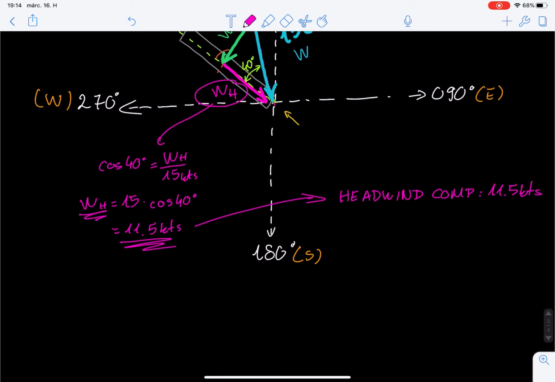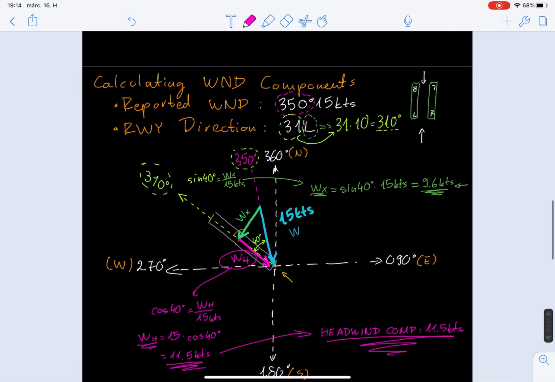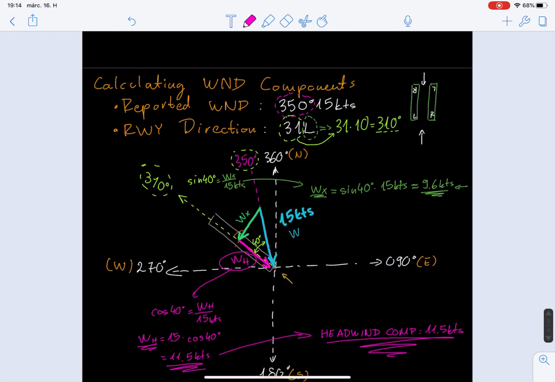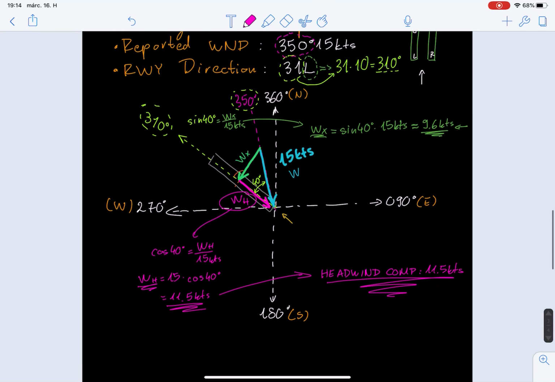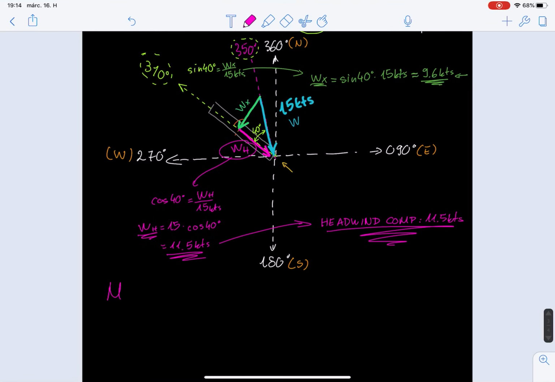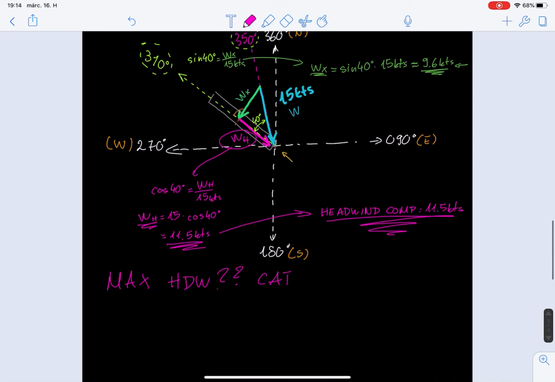11.5 knots. And so my question is, for this calculation, if they give you runway 31 left, wind from 350 degrees, 15 knots, what is the maximum amount of headwind component which you would take into account for a commercial air transport flight?